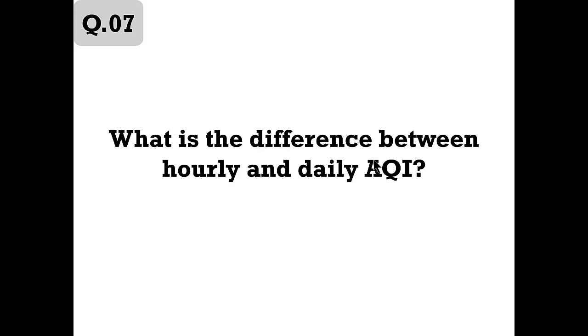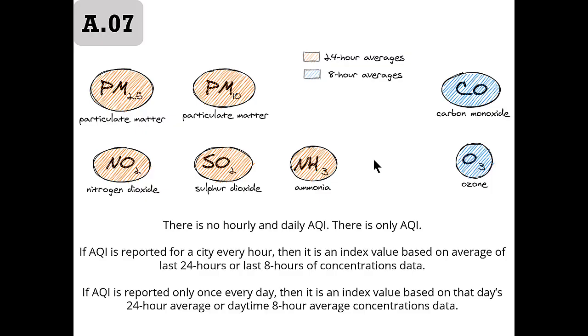What's the difference between hourly and daily air quality index? Air quality index is not calculated on hourly or daily value. It basically says air quality of the day. If this air quality is reported every hour, then it is an index value based on average of last 24 hours or last 8 hours of concentrations data. The 24 hours data is for these pollutants, PM2.5, PM10, NO2, SO2, and ammonia, which have standards defined around a 24-hour cycle.